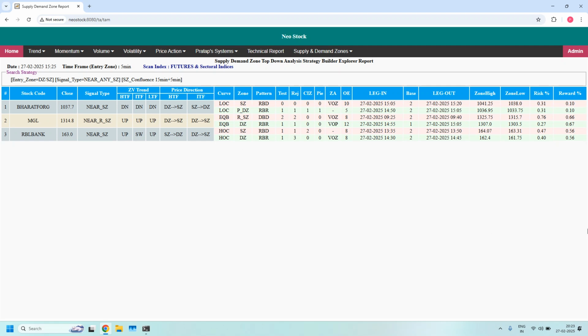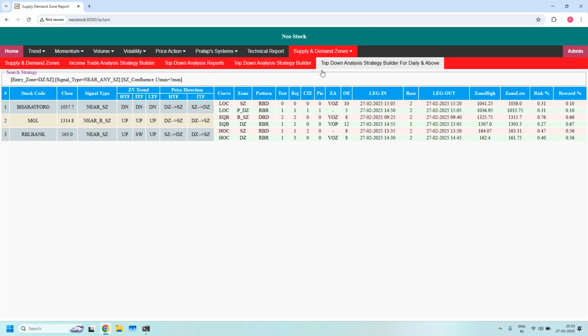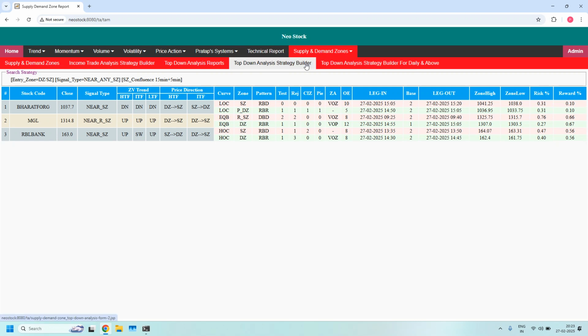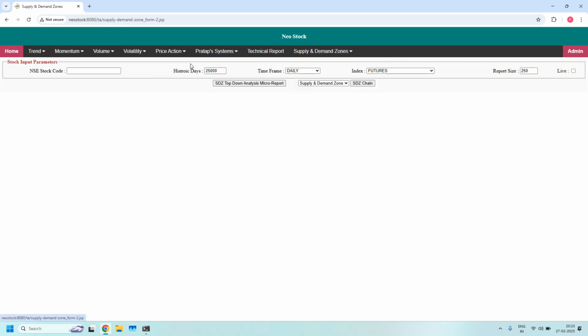So this is about stocks near demand and supply zones, also identified 75 minutes high liquidity zones. Next, Nifty and Bank Nifty supply demand zone chain below daily time frame. In the part 1 video, you can identify daily and above time frames supply demand zone chain.